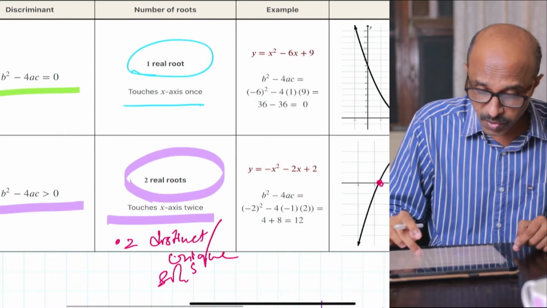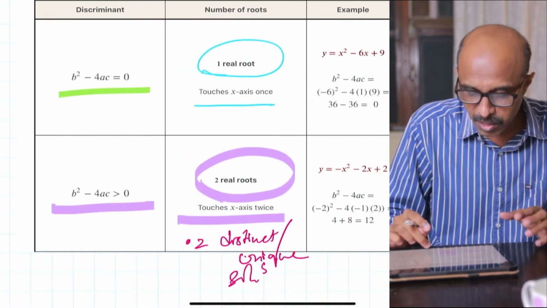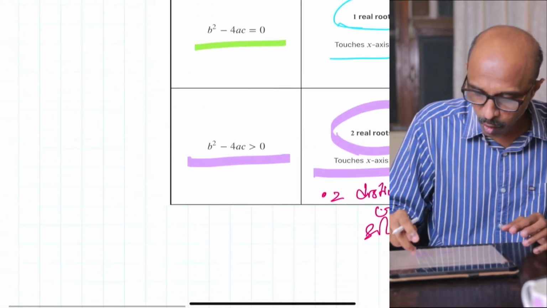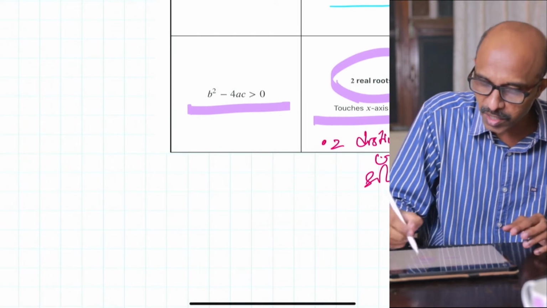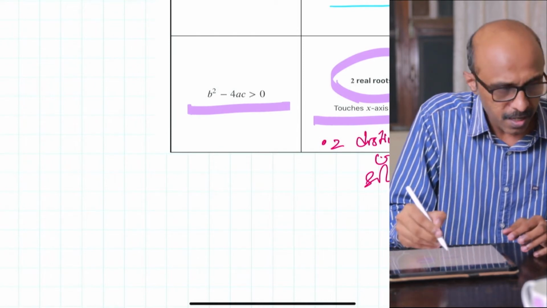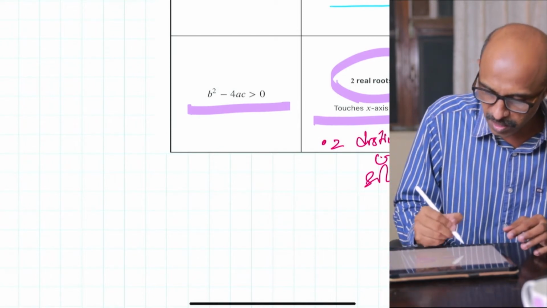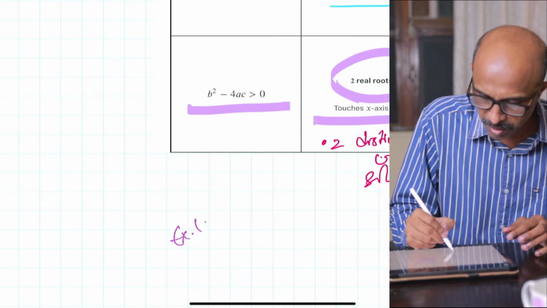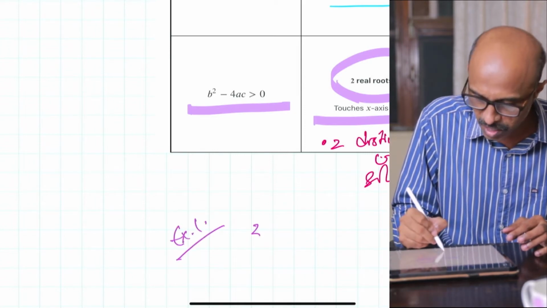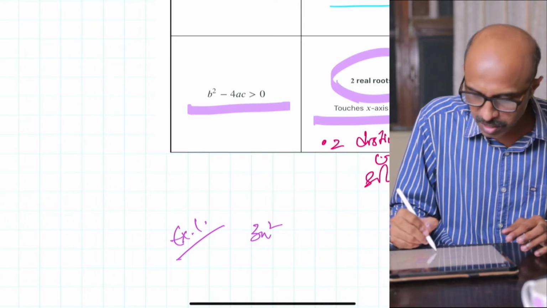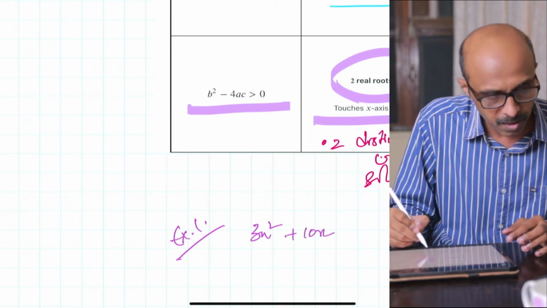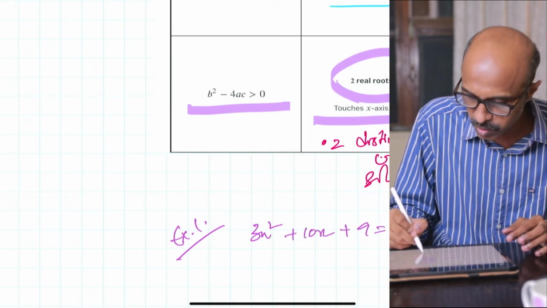Now let's just illustrate this with some examples, how we can use the discriminant to determine the nature of the roots of some equations. Okay, so our first example, I'm just going to write this down as example 1. What's the equation? It's 3x squared plus 10x plus 9 is equal to 0.